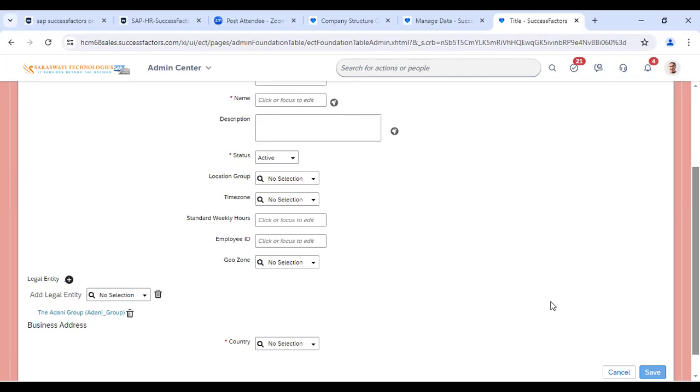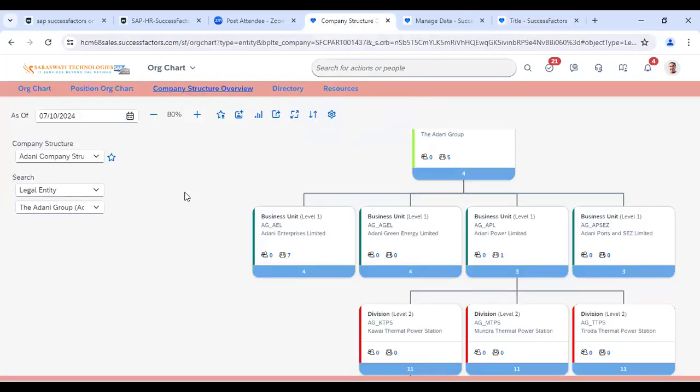So these are the questions. I think these are very basic questions, and most of the candidates whose interviews I am taking are lacking on these questions, such as how the location is associated to different legal entities. So you need to remember these things while doing interviews or while preparing for SuccessFactors. This is very important.